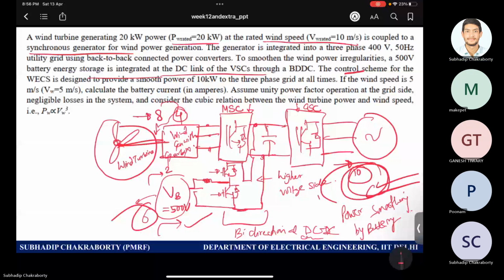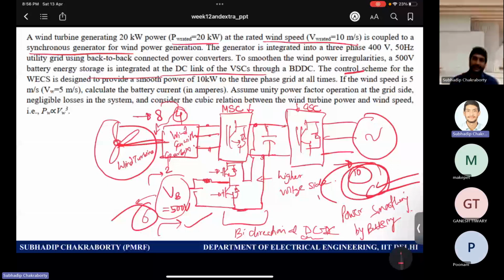So now you know the system, how the system looks like, and you know that you have two sources. One is the wind, another is the battery. Right. Sir, wind is generating AC, so MSC is doing AC to DC. So to the DC link. Yes, sir.